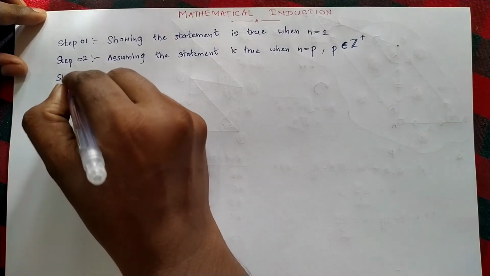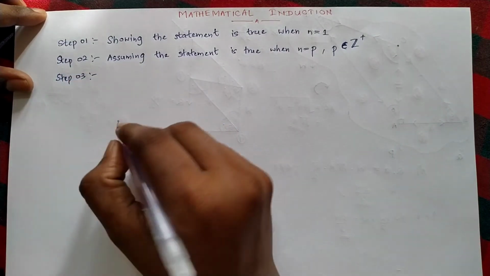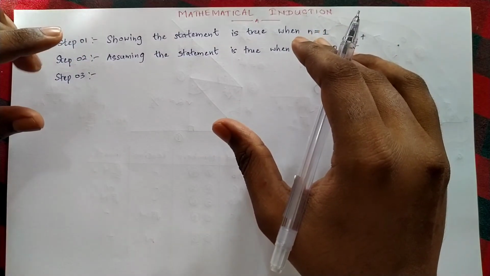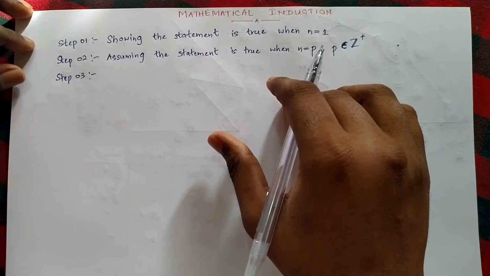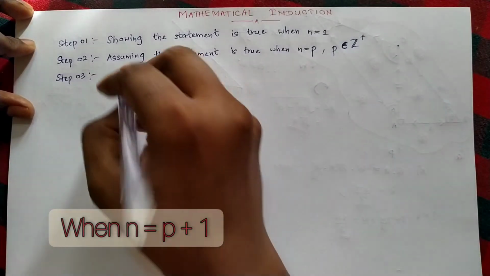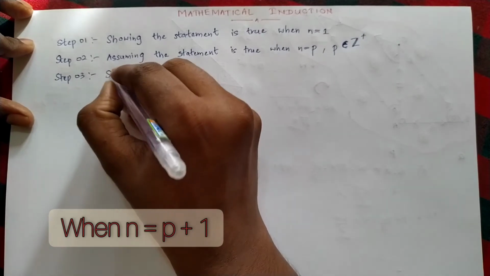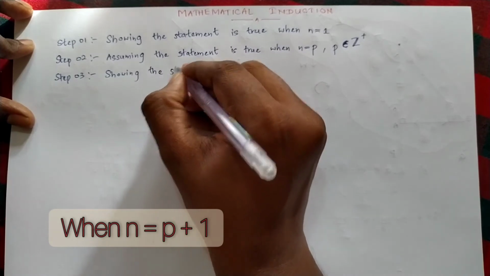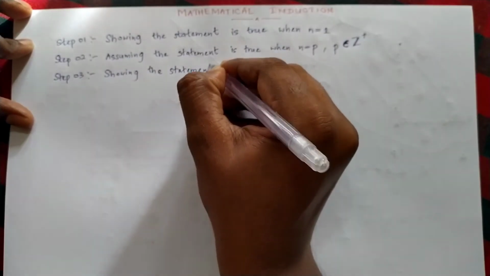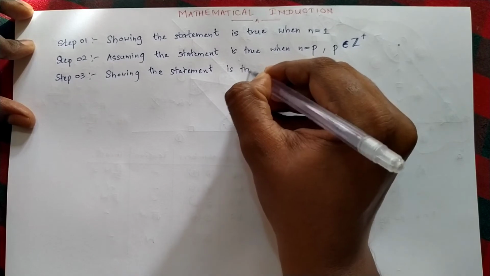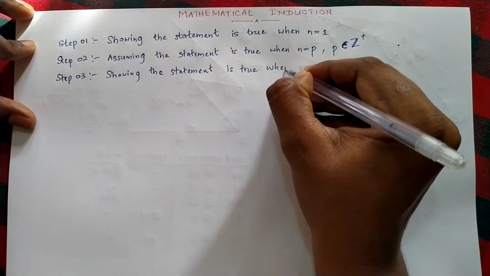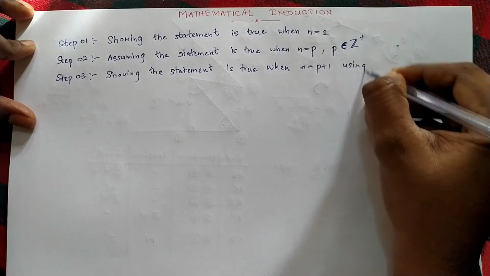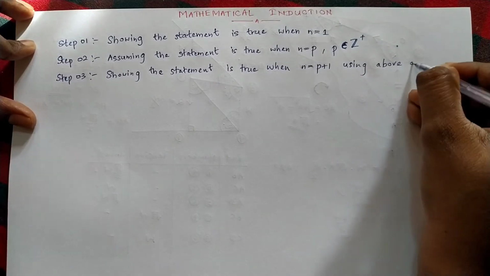Step 3. There we are showing that the statement is true when n equals p plus 1 using this assumption. Step 3: showing the statement is true when n equals p plus 1 using above assumption.